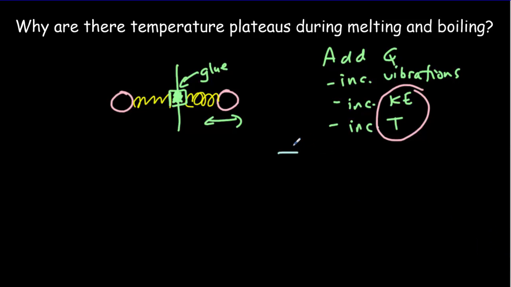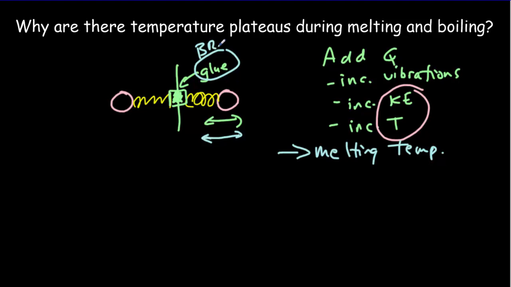Now, eventually, you're going to reach the melting temperature. And what happens at the melting temperature is that the kinetic energy of these molecules is just at the threshold point where you begin to break the glue. So every time you try to increase the temperature, you just end up breaking the glue. And of course, when the glue is broken, the slider can move, and there's an extra degree of freedom. And it's that extra degree of freedom that makes a liquid different from a solid.